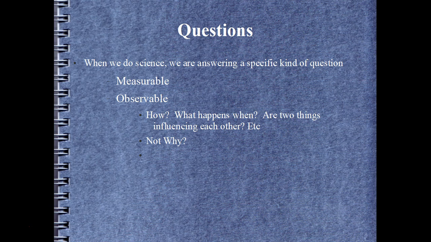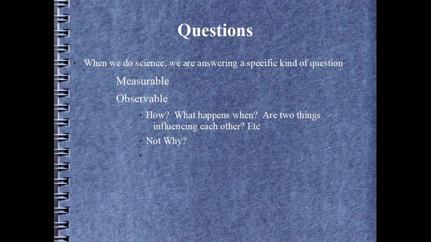So obviously when we're doing science, we're answering a specific kind of question. These questions need to be measurable and they need to be observable. So examples of measurable, observable questions are like how, what happens when. A good example of what happens when is how does blank affect blank? So how does being tall affect running speed? That would be a good question. Do these two things influence each other, etc.? There's lots of ways that you can see measurable, observable questions.